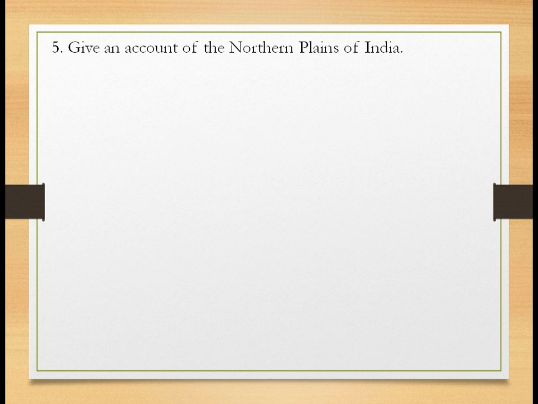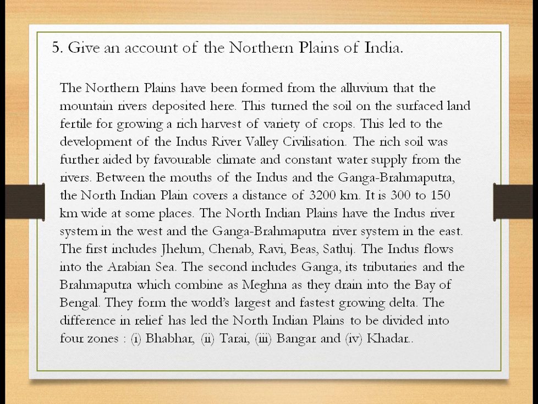Next, give an account of the northern plain of India. It's a big question. Whatever points I explained in my explanatory class of the revision, you have to write the answer like this. In that, I already told you this question can appear in the examination for 5 marks. Give an account of the northern plain of India. Don't write the answer like this. You have to take the references and write point-wise, like this.